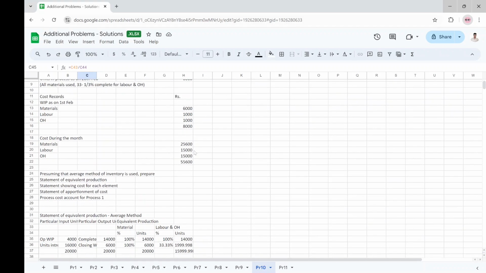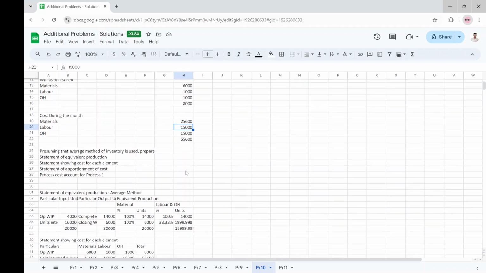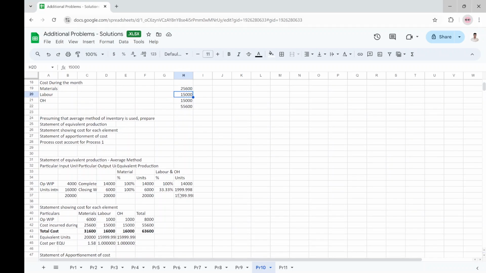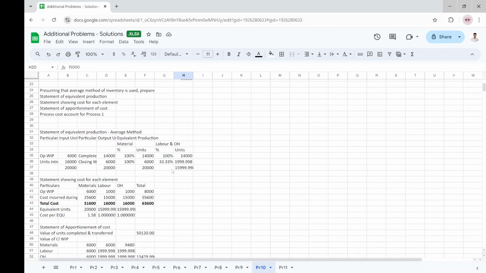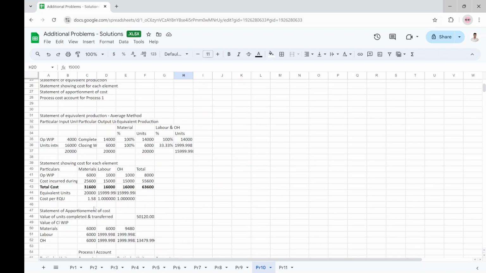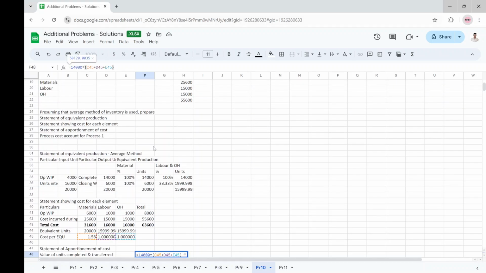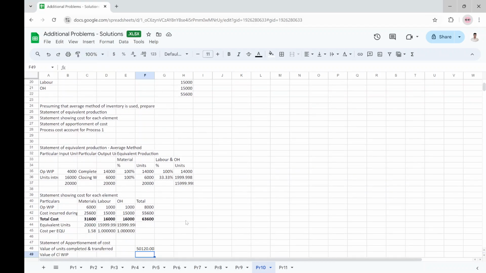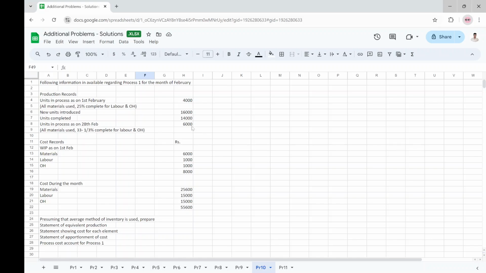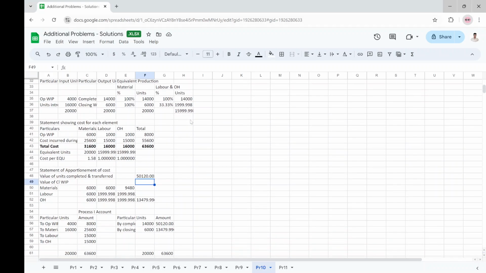Similarly for labor, opening was 1,000, in the process 15,000. So 16,000 and 16,000 units. So per unit 1. Overhead also 1,000 and 15,000 and per unit 1. So you will get these values. After that, we have units completed 14,000.